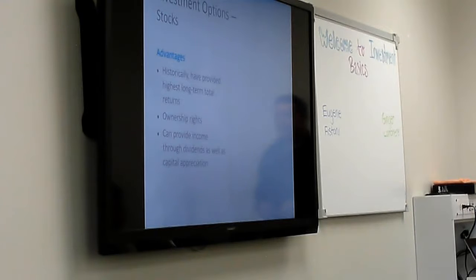So what are some of the advantages and disadvantages of stocks? Well, we talked about the fact that stocks have historically provided some of the highest returns relative to any other asset class in the market, dating all the way back to the Great Depression. They give you some ownership rights, and they can also provide income through dividends and sometimes capital gains. They're relatively easy to buy and sell as long as there's a market. You can buy and sell stocks and interact in the stock market.